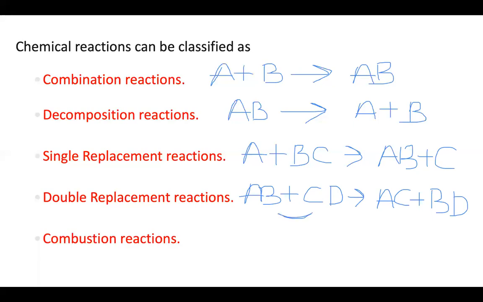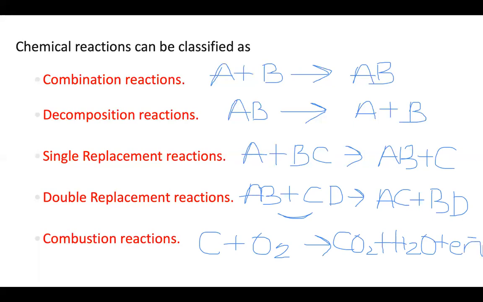And finally, the combustion reaction. In this case, we must have four things in order to call it combustion. We must have carbon and oxygen that react in order to form CO2, water, and energy, okay? If we have something missing, it is not a combustion reaction. We must have the four things: carbon, oxygen, CO2, and water. Let's see some examples in order to see if we understood the different types of reactions.